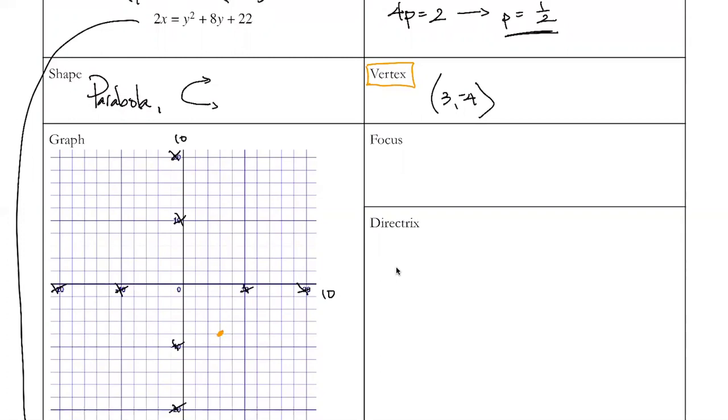And what do I do to find my focus? Add it to the x value, your p. The x value, good. So we're going to get a 3 plus 1 half, comma, negative 4, or 7 halves, comma, negative 4. All right, so that means it is going to be right here. All right. And last but not least, we have our directrix. And how do we find the equation for the directrix?